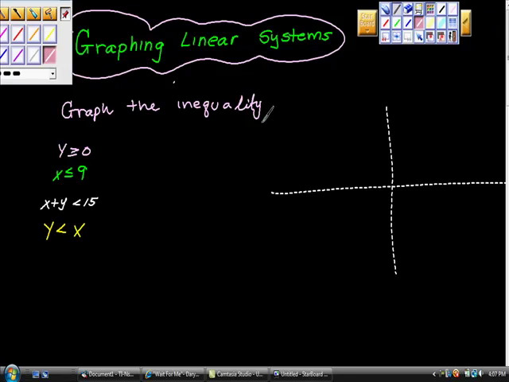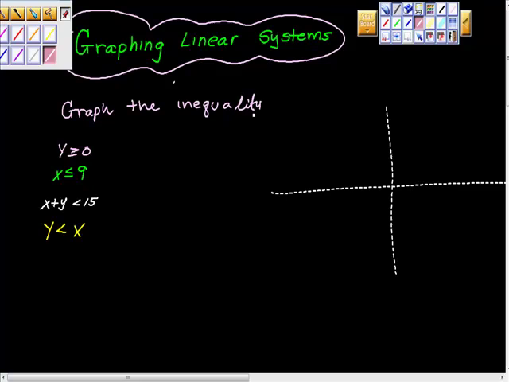So graphing linear systems today, and here it says graph the inequalities. These are inequalities because there's more than one of them. So this is a linear system, but it's not a system of equations. It's a system of inequalities. And I don't know why that happened, but I'm going to keep going.